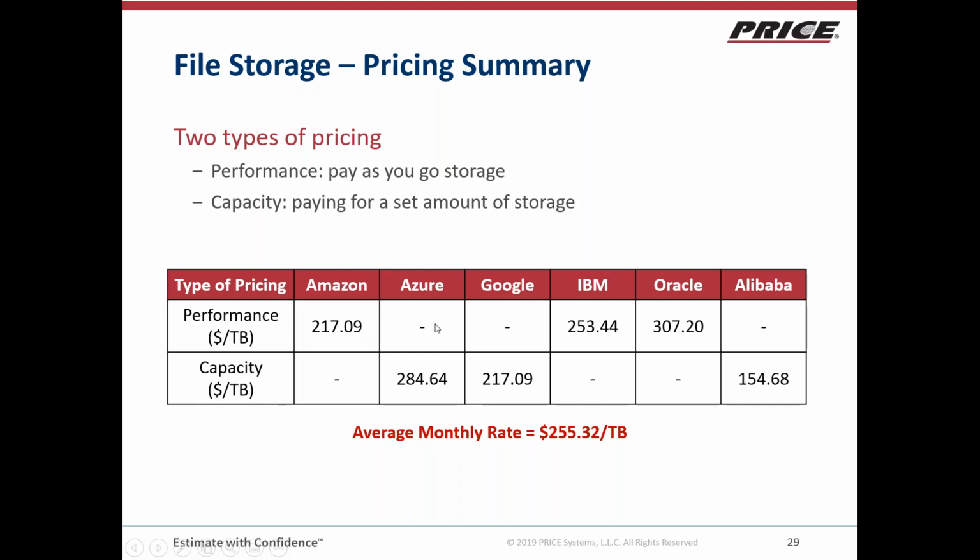In the table, you can see which one they all use, and the prices that they have. These prices are dollars per terabyte per month. And this average monthly rate here at the bottom is the average across all 6 providers, whether they were using performance type or capacity type. We just averaged all the prices together, and this 255.32 is the value that is used in our model for file storage per terabyte per month.